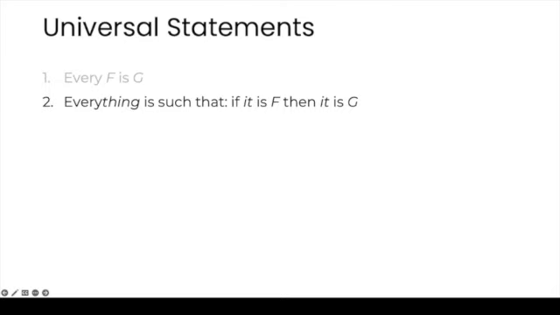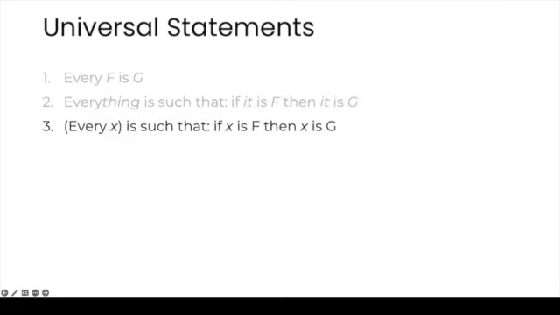Okay, now let's go to a universal statement. Let's suppose that we start with "every F is G." Then again, we do the paraphrase. Everything in the domain is such that if it is F, then it is G. Then we get closer to predicate logic syntax by separating the quantifier and a variable. Every x, and then it's such that if x is F, then x is G.